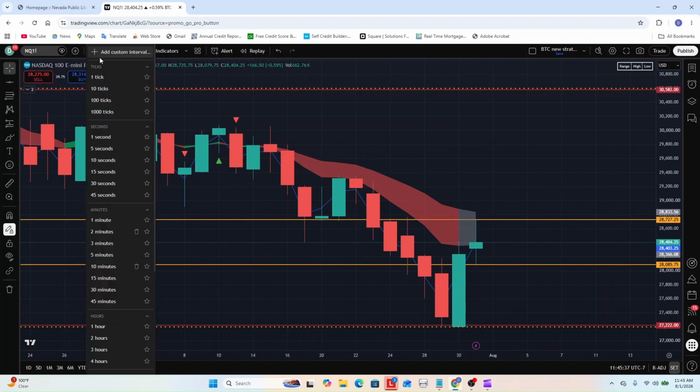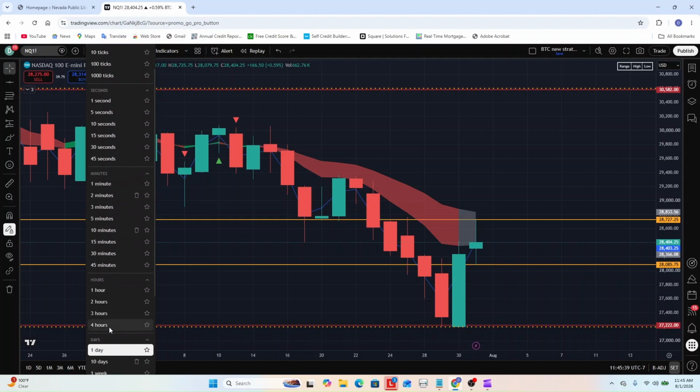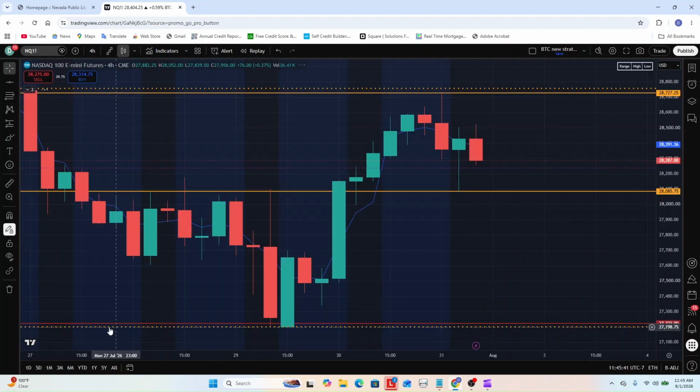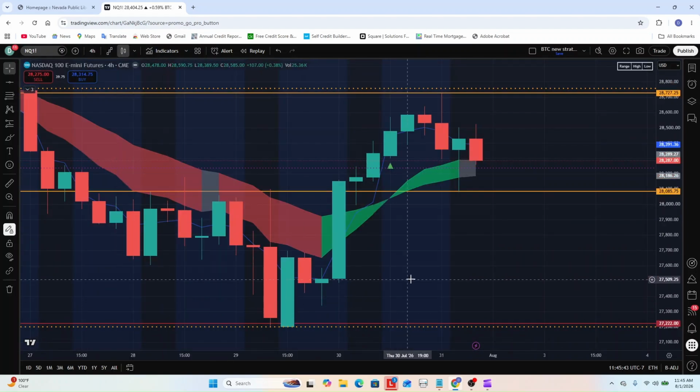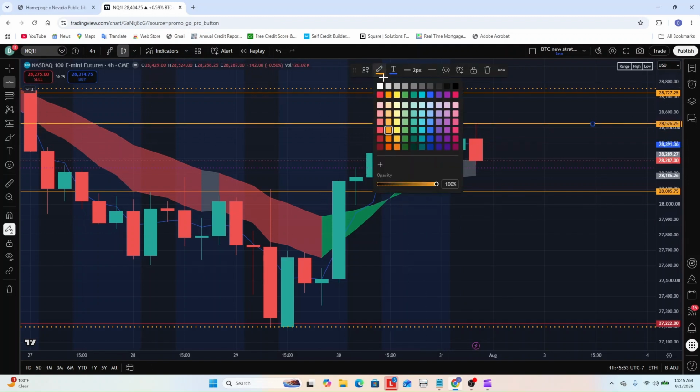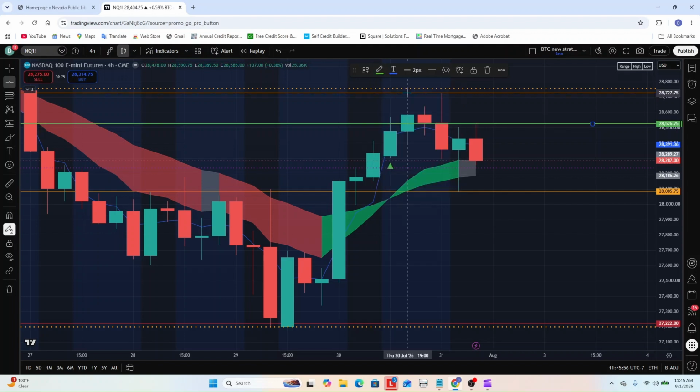Next, I'm going to drop down to the 4-hour time frame. All right. And for the 4-hour time frame, the last 4-hour candle, I am going to mark out the high and low of the candle. And I'm going to change the color to green.